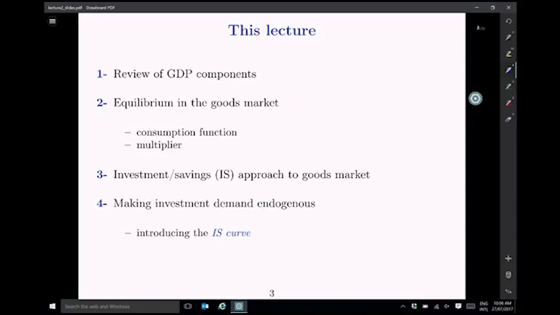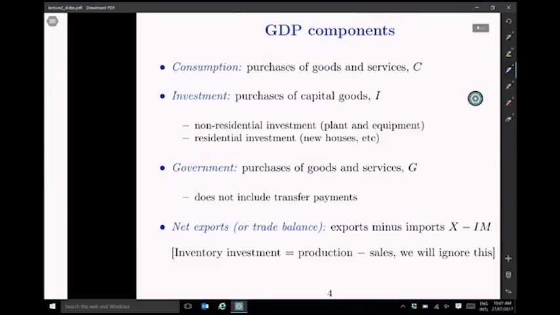We'll first review the GDP components from the expenditure side, and then we look at the goods market equilibrium condition, and we'll show that this equilibrium condition can be represented as another condition, the investment-saving approach. And lastly, we provide you with the formal IS curve. We want to endogenize investment demand, and then you see what the IS curve looks like.